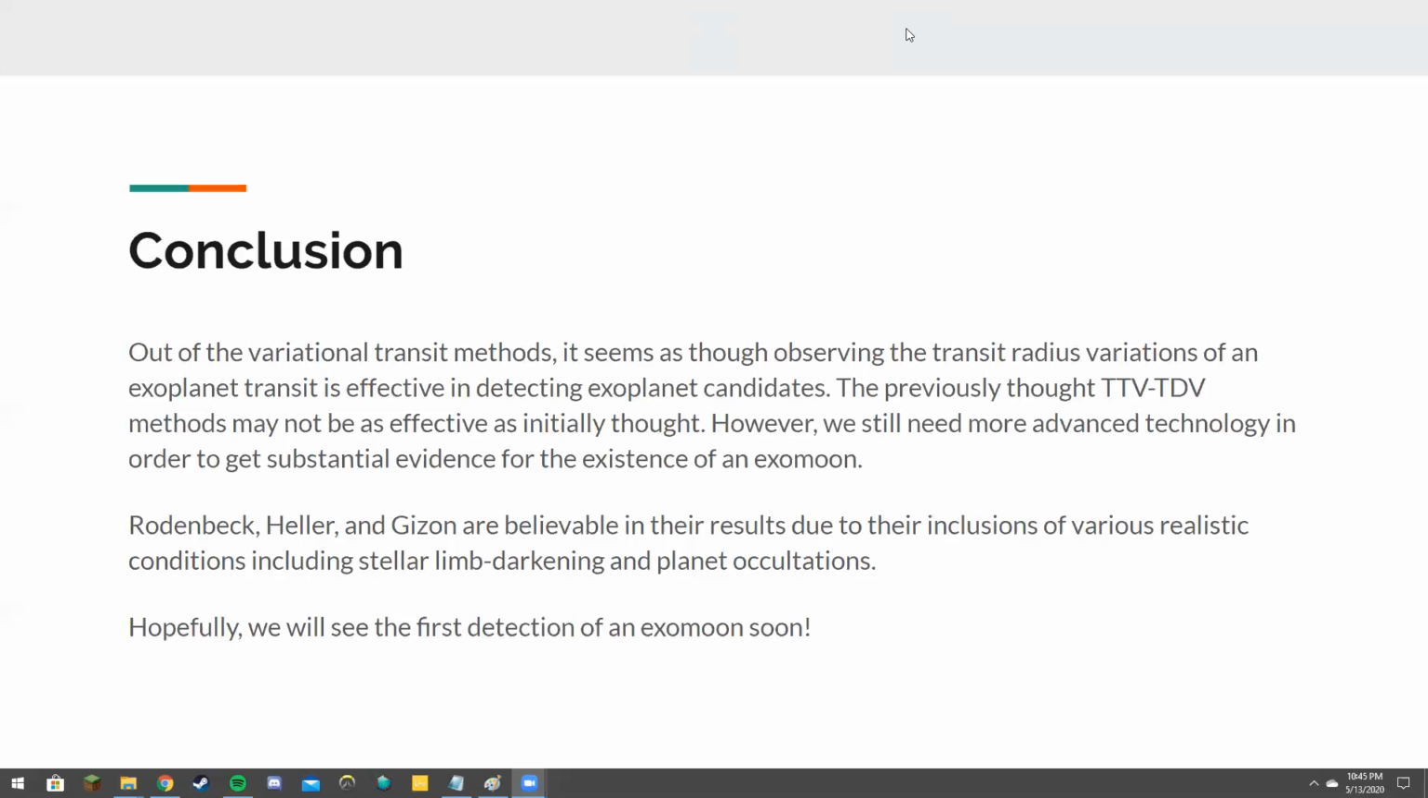And hopefully most people will see that looking at the transit radius variations within transit light curves of exoplanets might be the way to go in detecting exoplanets.